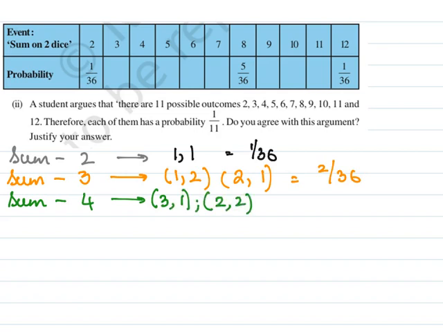Then we have 2, 2. 2 plus 2 is 4. And we have a 1, 3. So we have 3 out of 36.